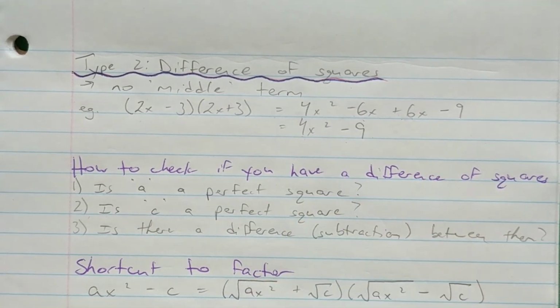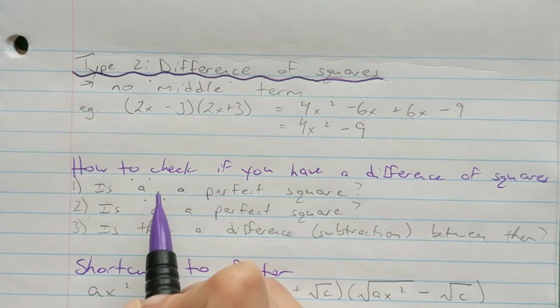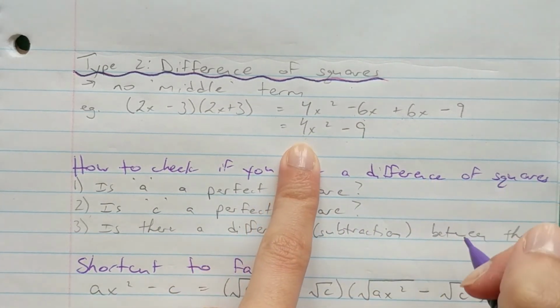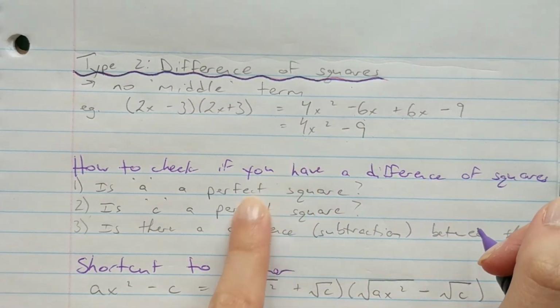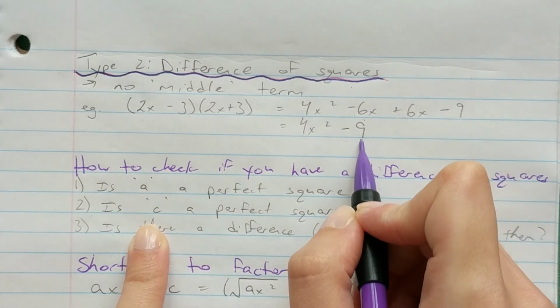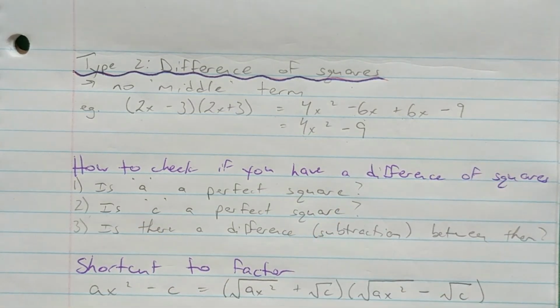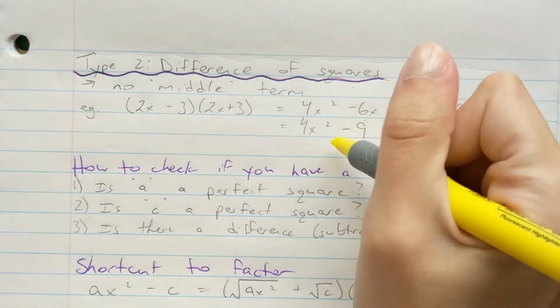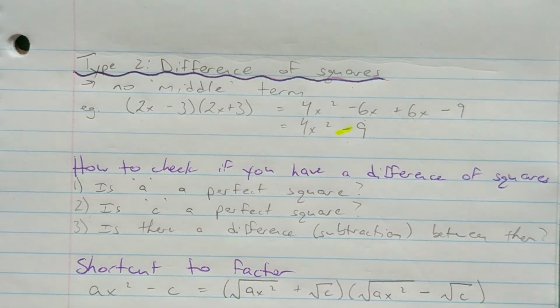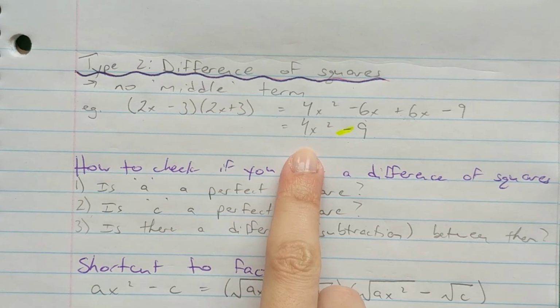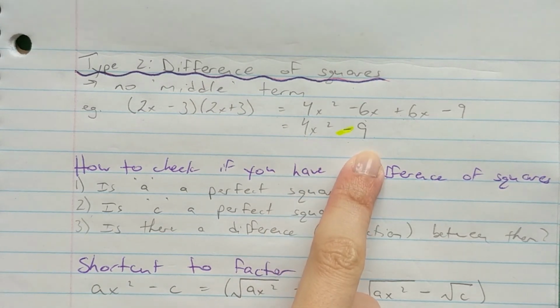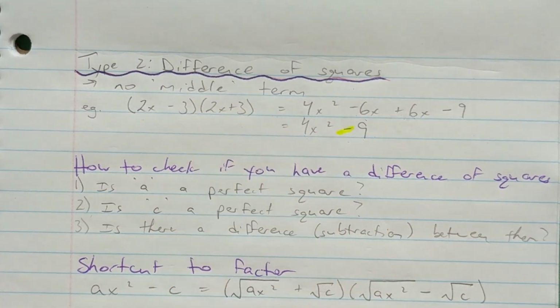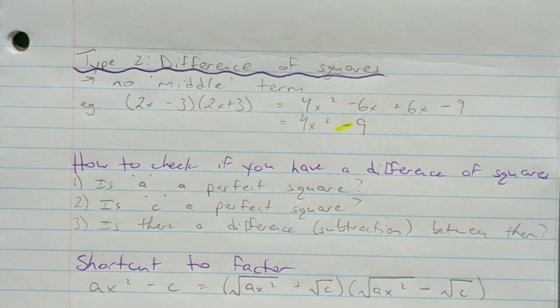There's an invisible b value of 0 here. These are really easy to check to see if you have one. First, we need to check to see if a is a perfect square. So is 4 a perfect square? Yes, it is. Is c a perfect square? Yes, it is. And finally, is there a subtraction or a difference between them? That's why it's called a difference of squares, because it is one square minus another square. In this case, we do, so it's very easy to factor.